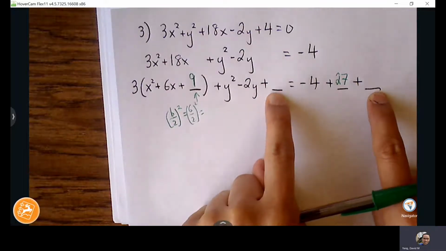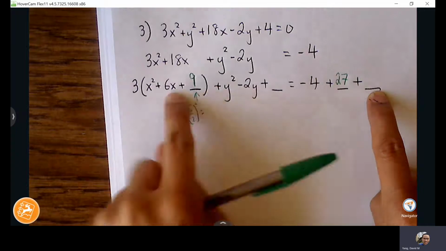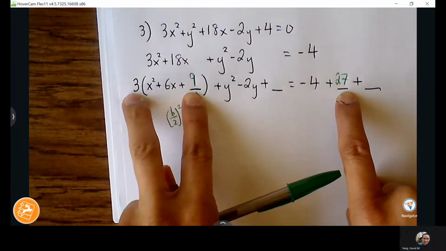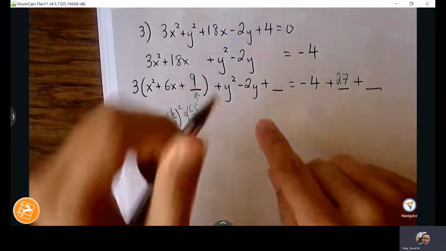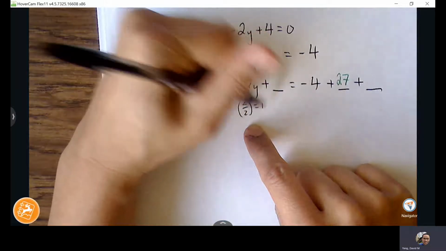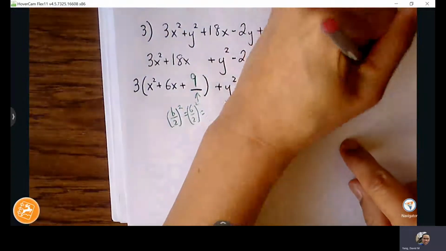Now this one will be the same numbers because there's no factor in front of the y, but there's a factor in front of the x, so we have to make that adjustment. Okay. Over here, my b value is 2. 2 over 2 is 1. 1 squared is 1. Okay, 1 and 1.